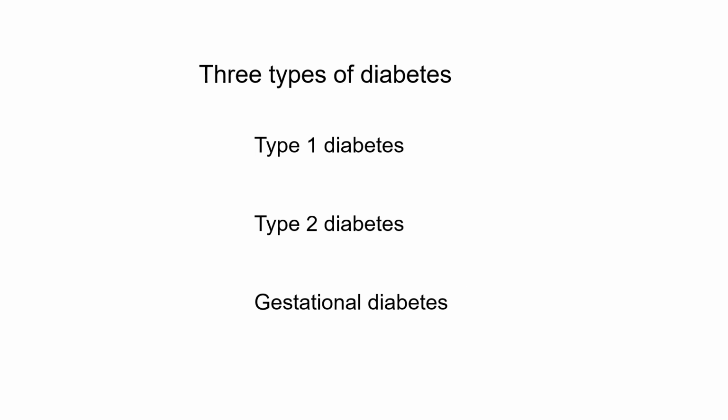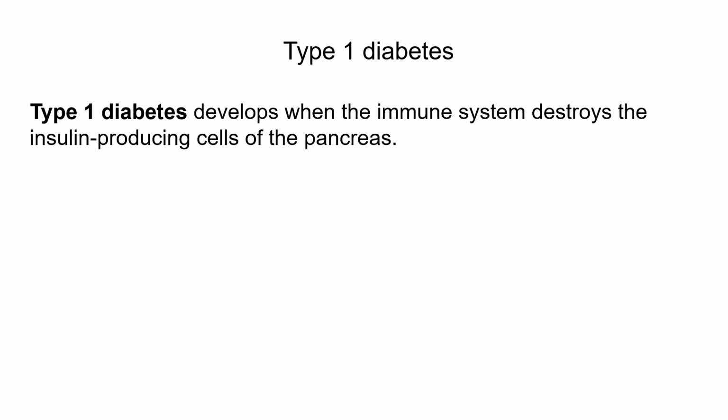So there are 3 types of diabetes: type 1, type 2, and gestational. What's the difference between them? Type 1 diabetes develops when the immune system destroys the insulin-producing cells of the pancreas. So it can be viewed as an autoimmune disorder.